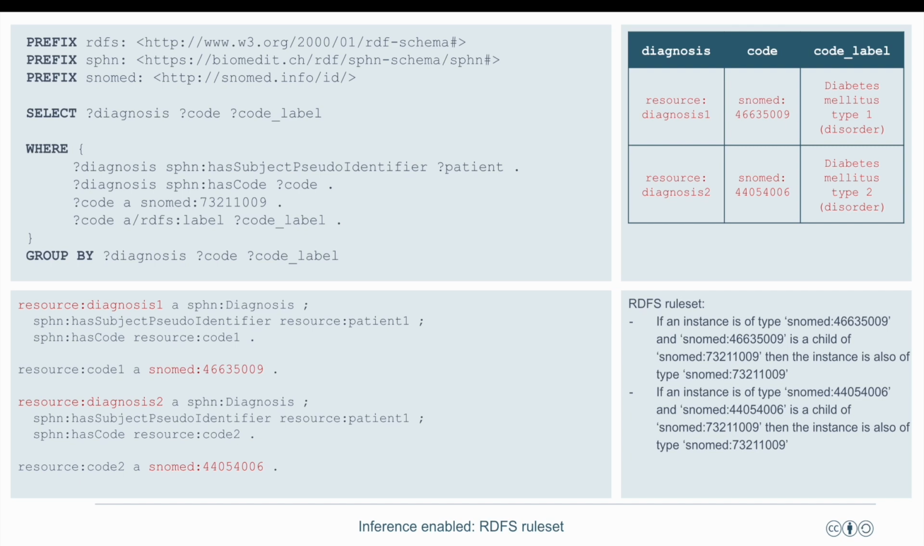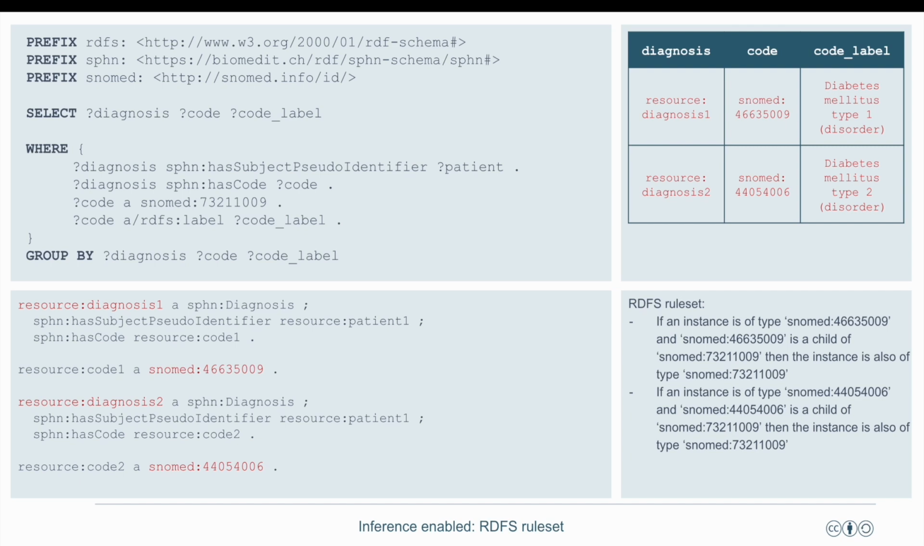Below we see the RDF data where we have one diagnosis coded to diabetes mellitus type 1 and another coded to diabetes mellitus type 2. That is, no diagnosis is directly coded to the diabetes mellitus concept from SNOMED-CT, which is what is specified in the SPARQL query. If we were to run this query without inference, then we would get no result, since there are no explicit triples in the data.